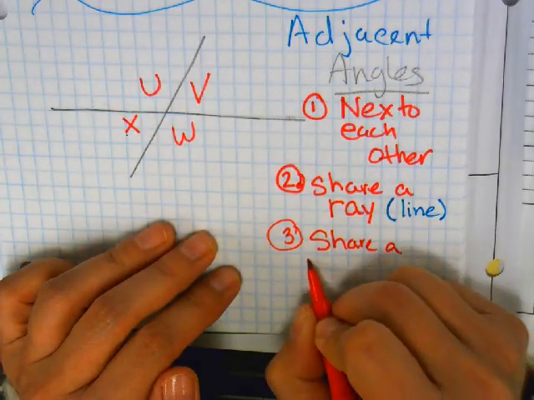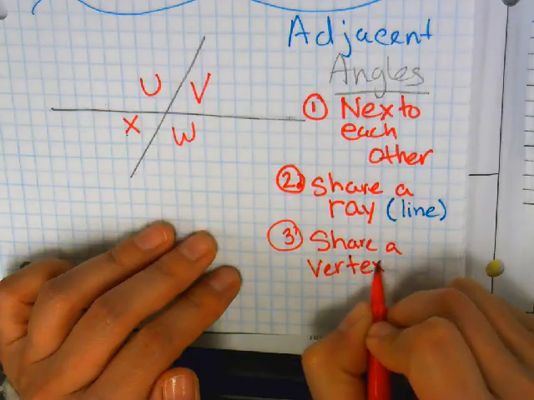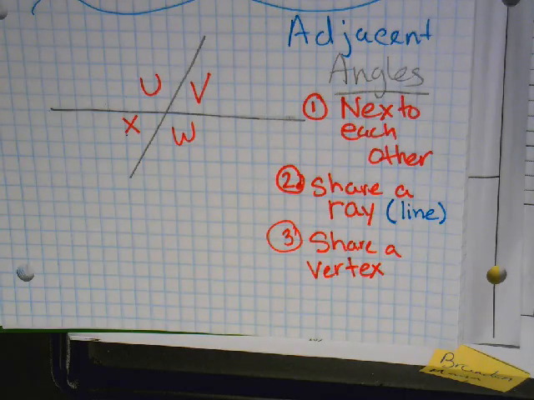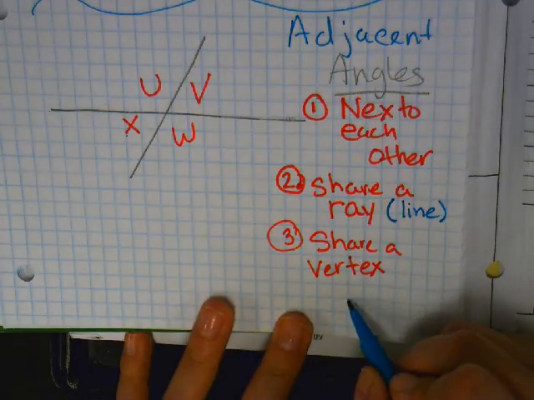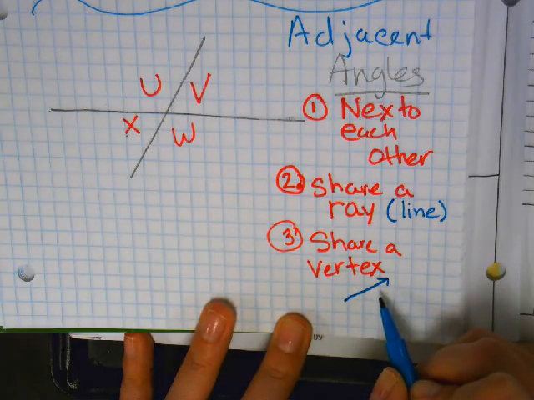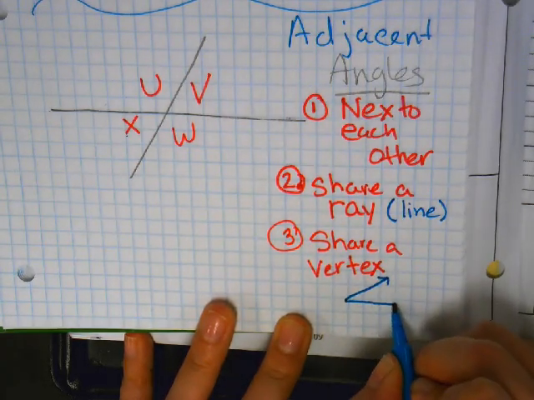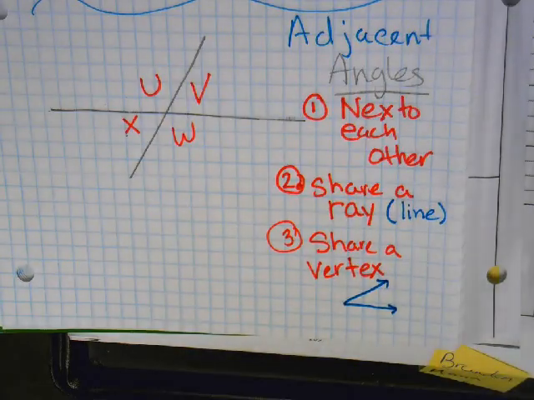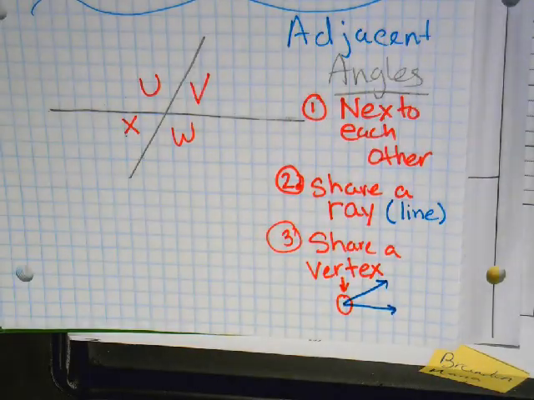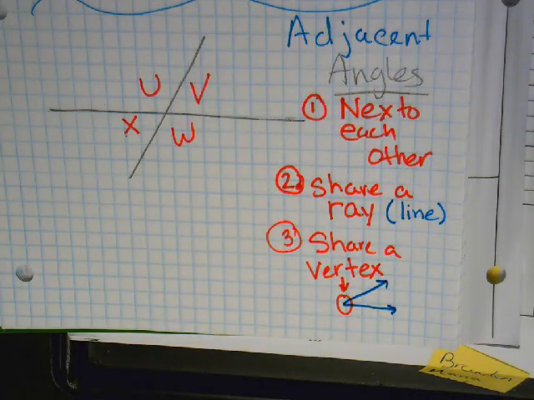a vertex. Who can remind us what a vertex is? We learned this yesterday. What is a vertex? Yes, where they meet. So, for example, this is a ray. You see, it's a line, right? So now we call it a ray. And here's another ray. Where's my vertex at? Right there, where they meet. So where these two rays meet, that is called a vertex.